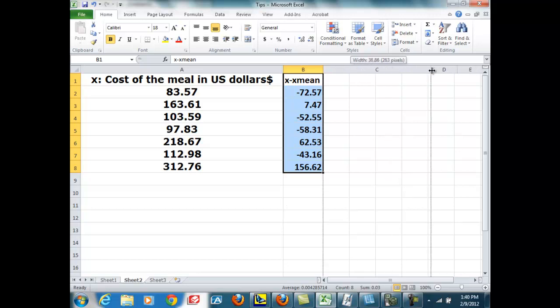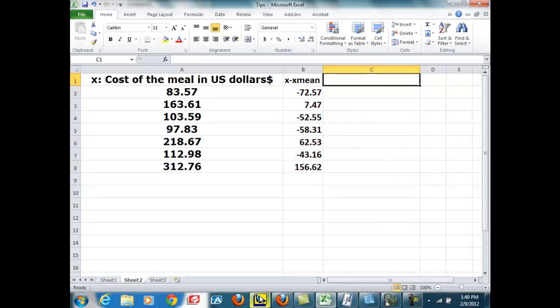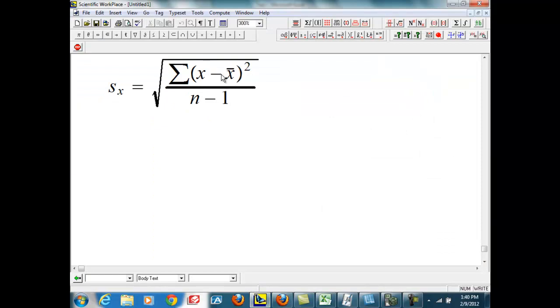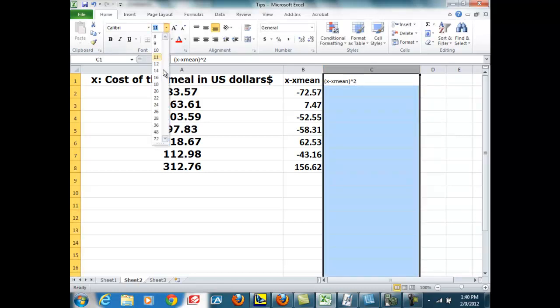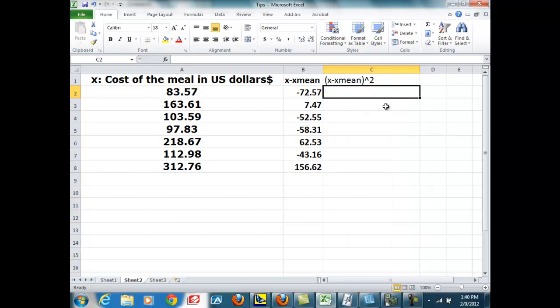I'm going to go further. So what was the next thing that I needed? I have to square these all, right? Am I clear? So let's square these all. So x minus x mean, squared. Let me increase the font size here for you. So I'm going to square them, okay? If I square this quantity, square it in your calculator and see if it matches with what I'm going to do.